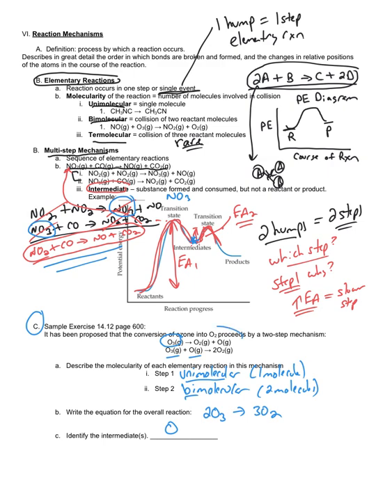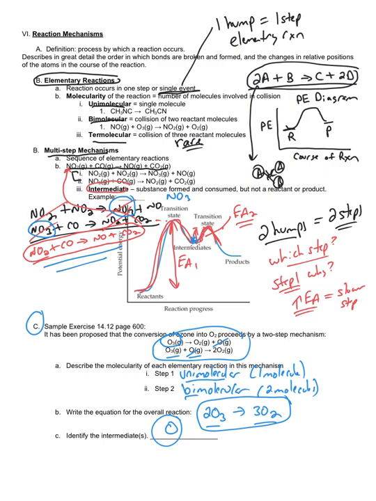If I sum up the two steps, you'll notice that the O cancels. We're left with two ozones on the left and three oxygens on the right. And here is the overall equation of ozone becoming oxygen. And the intermediate is O because it's formed in step 1 and then consumed in step 2. It's in the mechanism but is not in the overall equation that we just found. So therefore, the O would be called an intermediate.